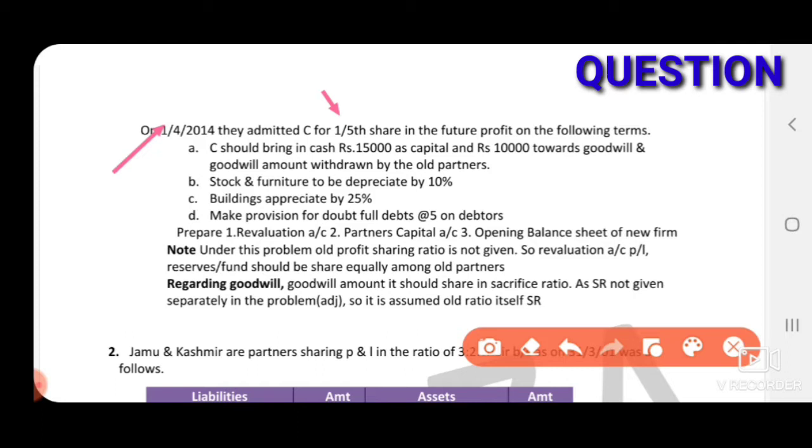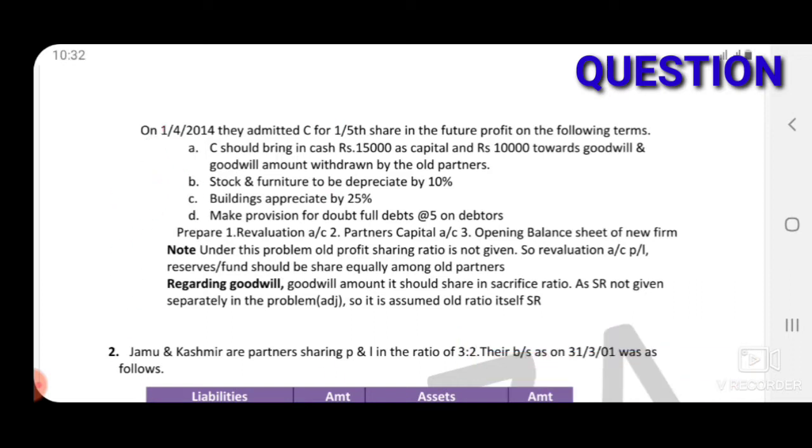So new partner is C. He will be getting 1/5 share in the future profit on the following terms. Now come to the terms and conditions. First, C should bring in cash rupees 15,000 as capital and 10,000 towards goodwill, and goodwill amount is withdrawn by the old partners. In the previous videos, I already explained that while preparing revaluation account, all these adjustments we have to record under revaluation account except capital and goodwill. This capital and goodwill are recorded under second step, partners capital account.